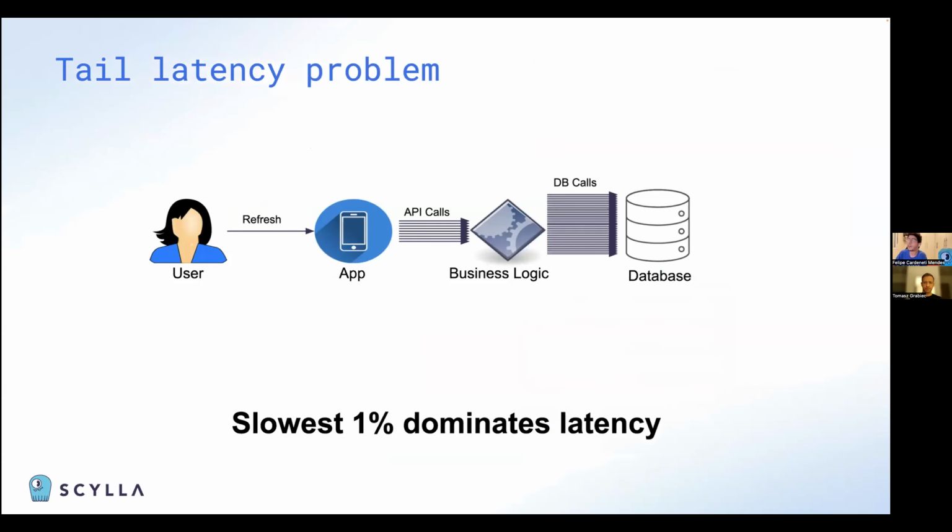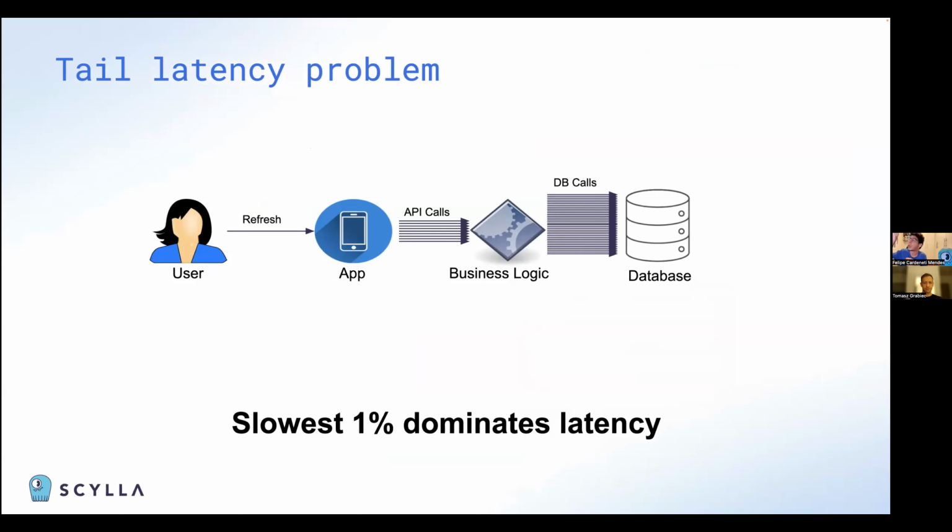So, let's move on. What a cache tries to solve directly relates to the tail latency problem, right? That is, the fact that your user experience will be driven by the slowest 1% of your queries, which is why people care so much about the P99 these days.